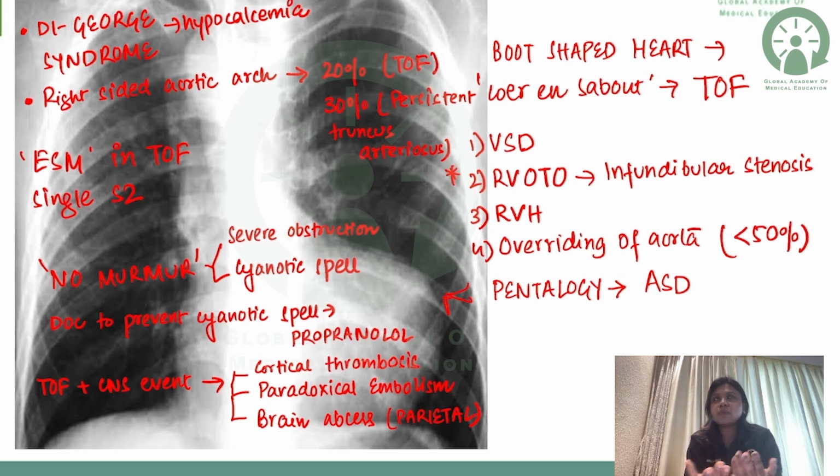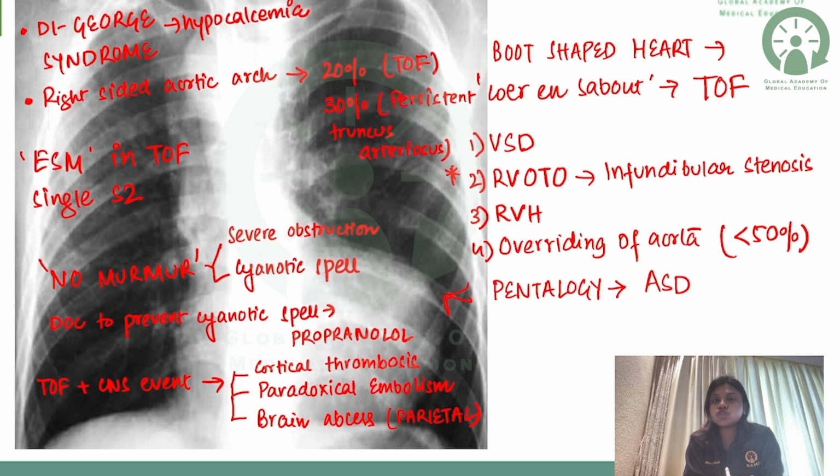The ejection systolic murmur in TOF is basically because of pulmonary stenosis. Will the murmur increase if there is increase in obstruction? The answer is yes. If there is a severe obstruction, there is going to be no murmur. So if you are getting no murmur in a TOF baby where previously the murmur was heard, the answer will be severe obstruction or a cyanotic spell. What are the 3 points in cyanotic spell? Worsening of cyanosis, increase in respiration, and absence of a previously heard murmur.